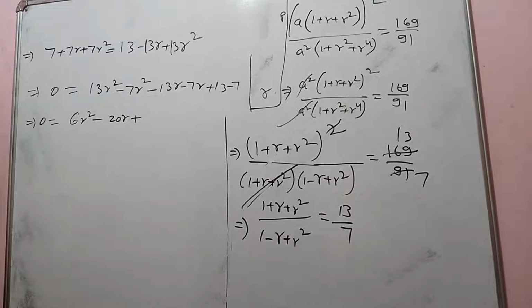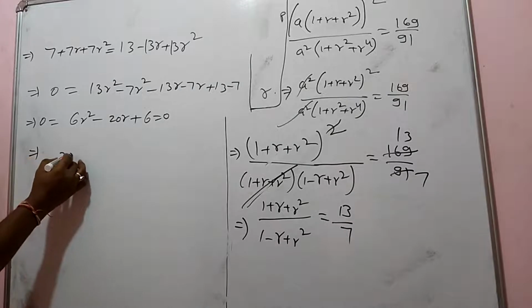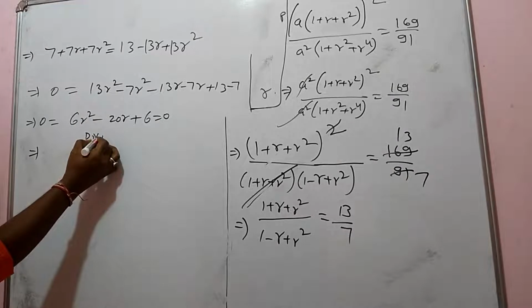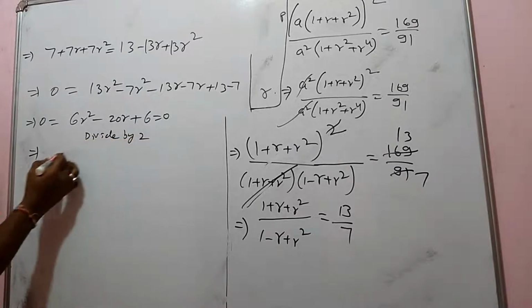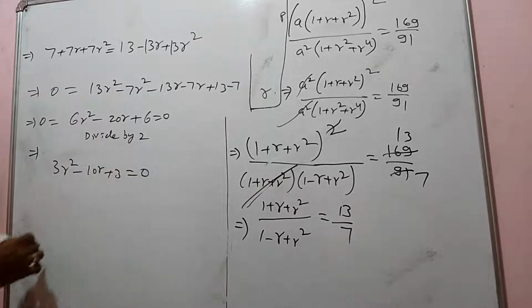13 minus 7, that is 6, is equal to 0. Now we have to find the factors of this. So you just divide by 3. If I divide by 3, this is 2r square. No, divide by 2, that's better. So 3r square minus 10r plus 3 is equal to 0. I divide by 2 to make it easy.